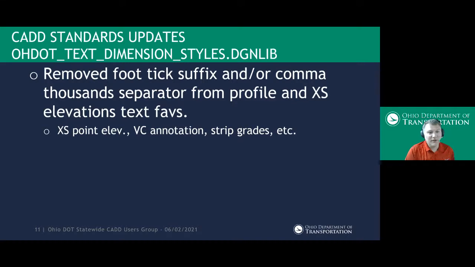And then I think this is the last one here. We removed the foot tick mark or suffix and the comma 1,000 separator from the profile and cross-section elevation text favorites. So like cross-section point elevations, vertical curve annotation where we had the PI elevation, the strip grades, all those things just seemed inconsistent. Some places we had a comma in the elevation, but no tick mark. Others we had the little foot tick mark. And again, hopefully that matches the sample plans better than what we had previously.